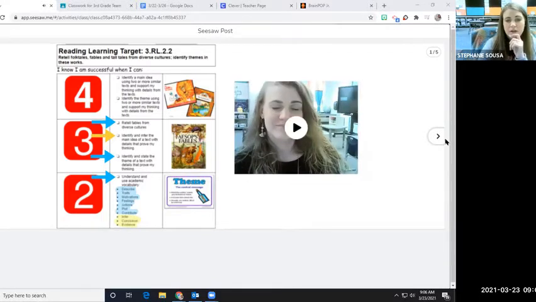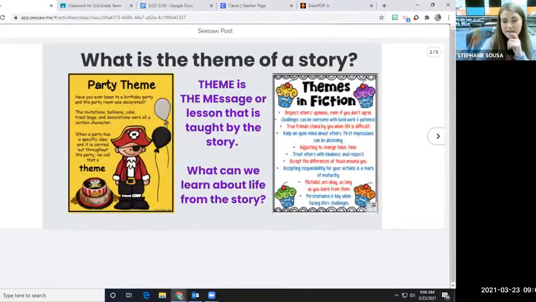Okay, so now you understand why we had to have yesterday's lesson done before we could hop on to today's. If you don't know how to retell a story, if you don't know how to identify the important moments from a story, you're not going to be able to learn a lesson from it, okay? So what is the theme of a story?